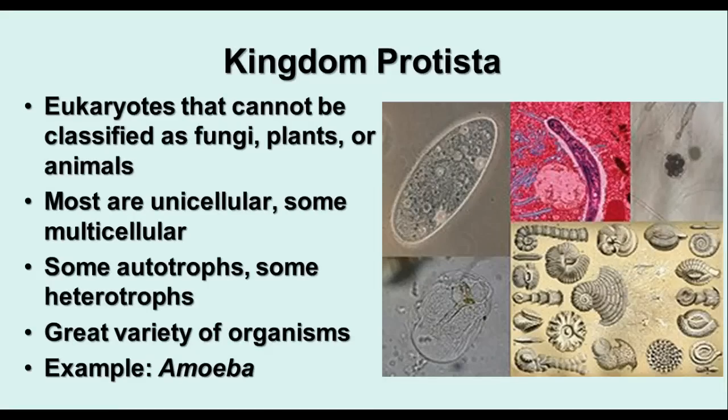Kingdom Protista is what I sometimes call a catch-all kingdom. This is identified as being eukaryotes that cannot be classified as fungi, plants, or animals. Most of them are unicellular, but some are multicellular. Some are autotrophs, some are heterotrophs. There's a large variety of organisms in here. Examples are amoeba, paramecium, all the different kinds of algae, seaweed, those kinds of things belong to kingdom Protista. They are eukaryotes. They do have a nucleus and other organelles, but they're not plants, animals, or fungi.